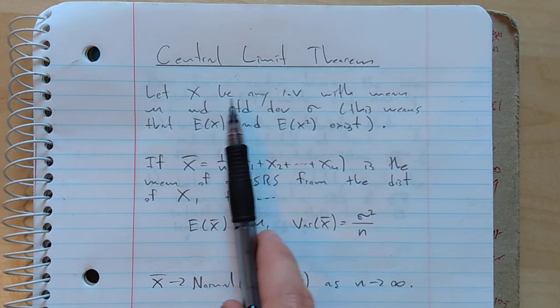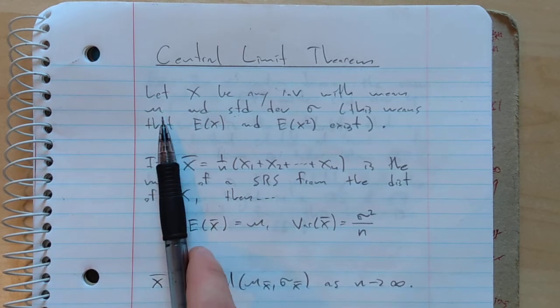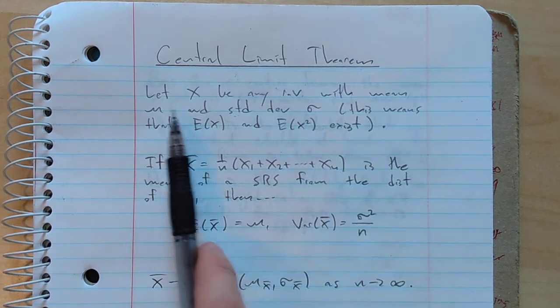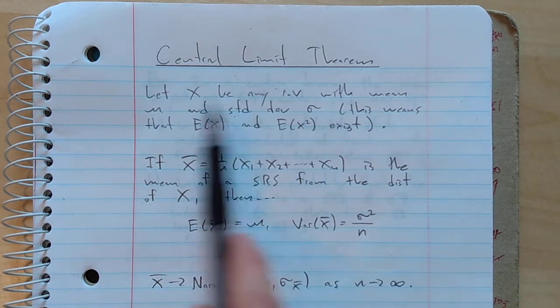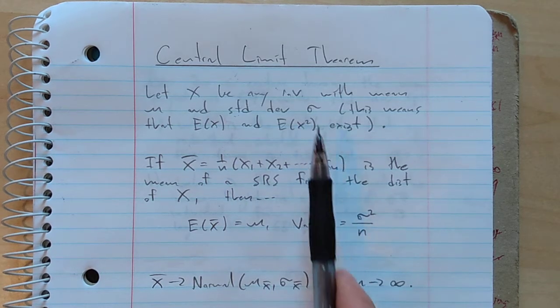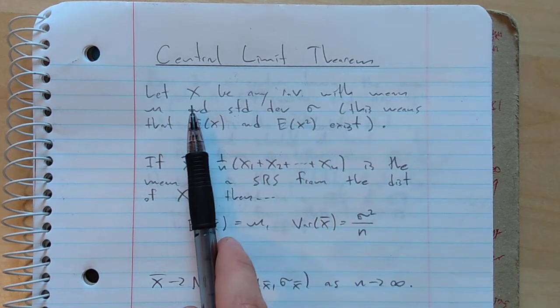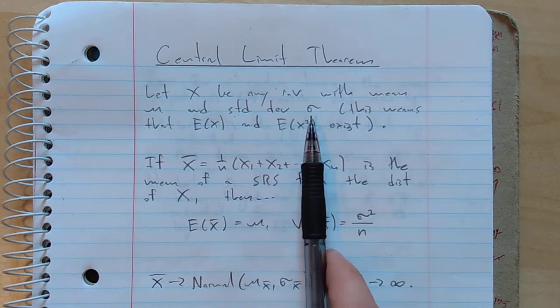Now remember, random variables don't have to have a mean or a standard deviation, because the mean and the standard deviation for a discrete random variable are defined by sums, which could be infinite and which could diverge. And for a continuous random variable, they're defined by integrals, improper integrals, which could also diverge. So the central limit theorem only applies to random variables X whose mean and standard deviation exist.